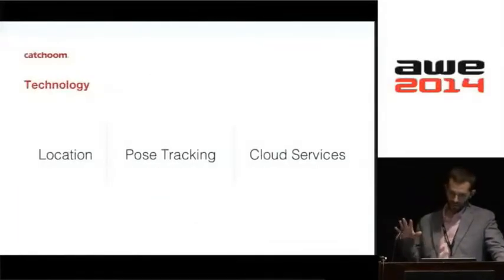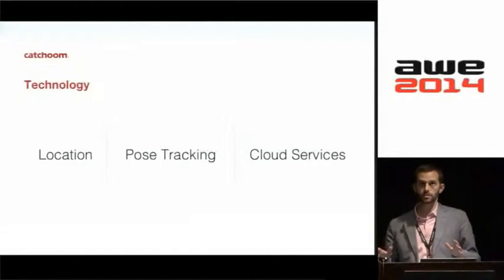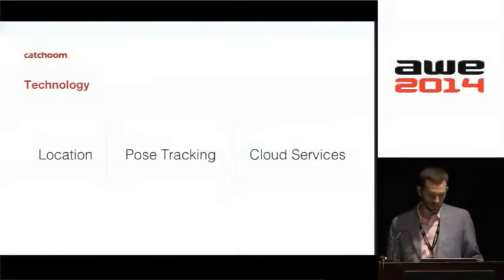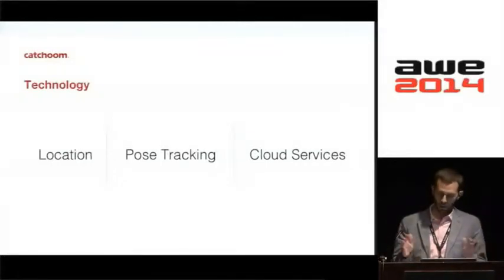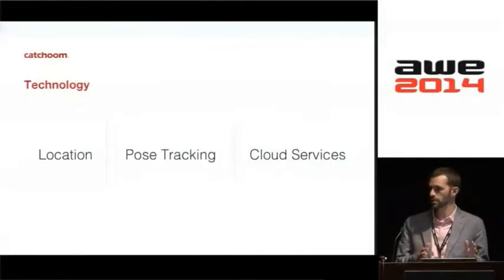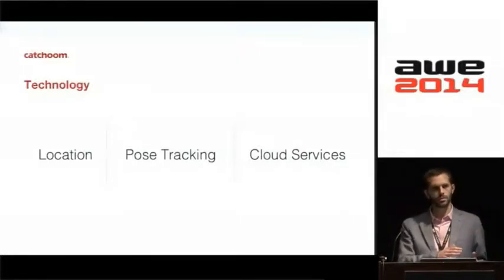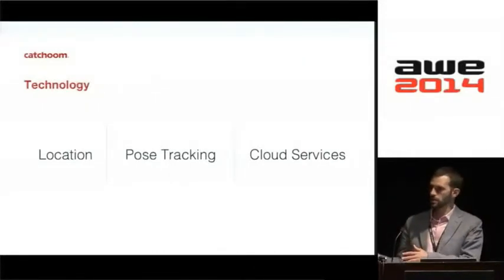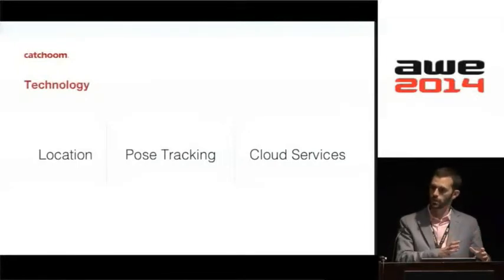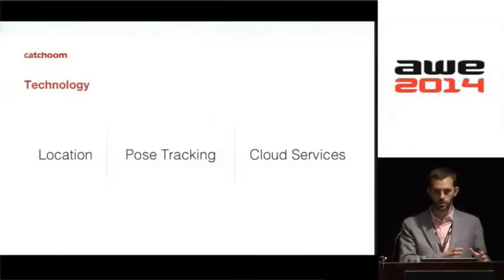So in terms of technology, I think there are 3 axes where we can split the importance of technology and how you look at it. One is location, the other one is pose tracking, and the third one is cloud services. So in terms of location, I'm not going to enter too much into that, but you might want to think if you will be using GPS sensors, beacons, or what you need, if it's important in your context, to use the location of the user.